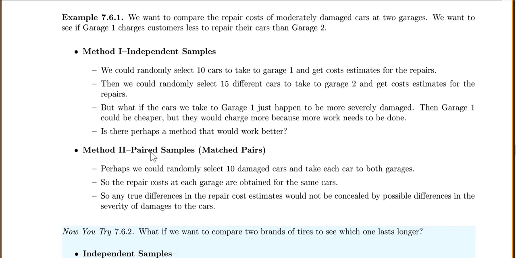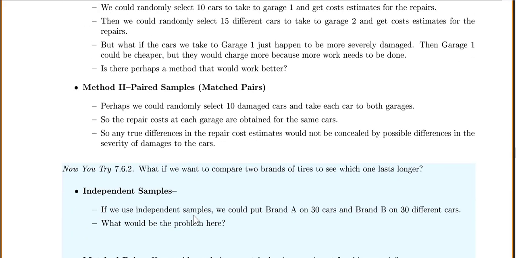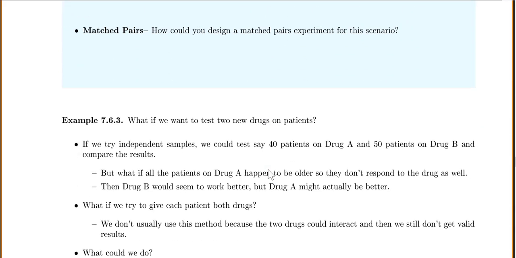For this method, called paired samples or matched pairs, we could randomly select 10 damaged cars and take each car to both garages. So the repair costs for each garage are obtained for the same cars. So you'll know that both garages had the exact same cars, and so any differences that you see are going to be caused by which garage you took it to and not by the differences in which car you took. So any true differences in our repair cost estimates won't be concealed by the possible differences in which car you took.